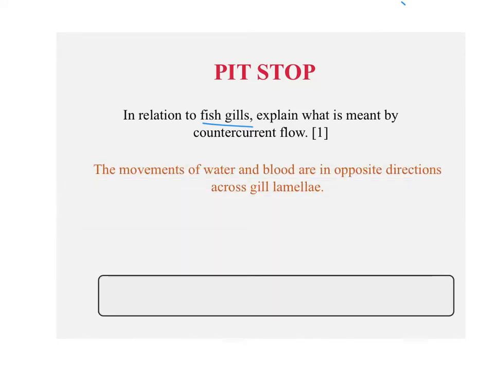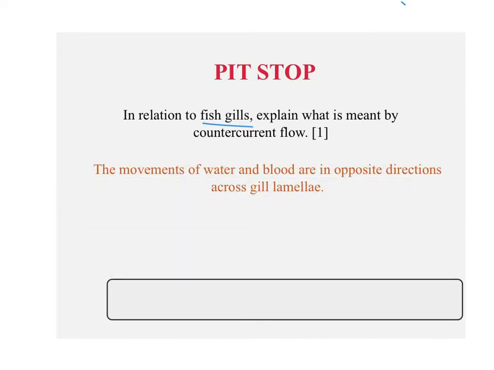Alright, so answers wise, it's not too difficult, and if you didn't get it, please take the time to write the statement out properly. The movement or the flow of water and blood are in opposite directions across the gill lamellae. It wouldn't have been enough if you'd said that water and blood flow in opposite directions, because it specifically asked about the fish gills. So you had to mention the lamellae. That would probably be underlined in the exam. Okay, so don't forget our key terminology and what the context of our question is.